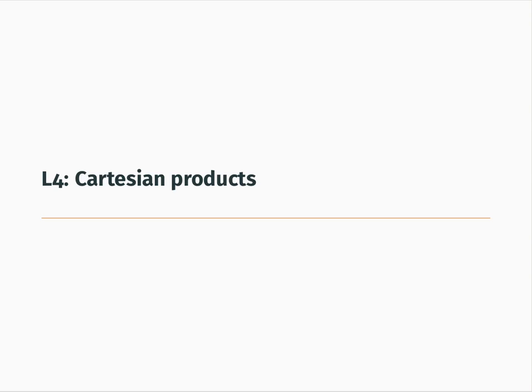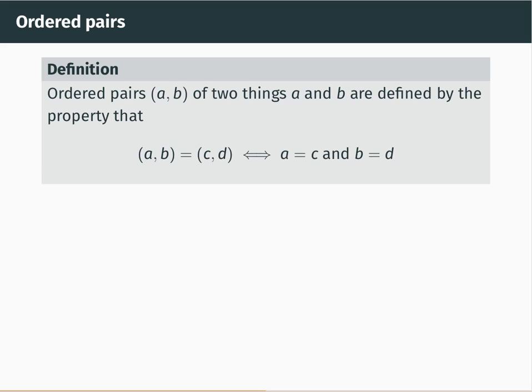The next set construction that we're going to learn about is Cartesian products. The elements of Cartesian products are things called ordered pairs, so I'm going to begin by defining those. And ordered pairs are things defined by a special property that they possess.